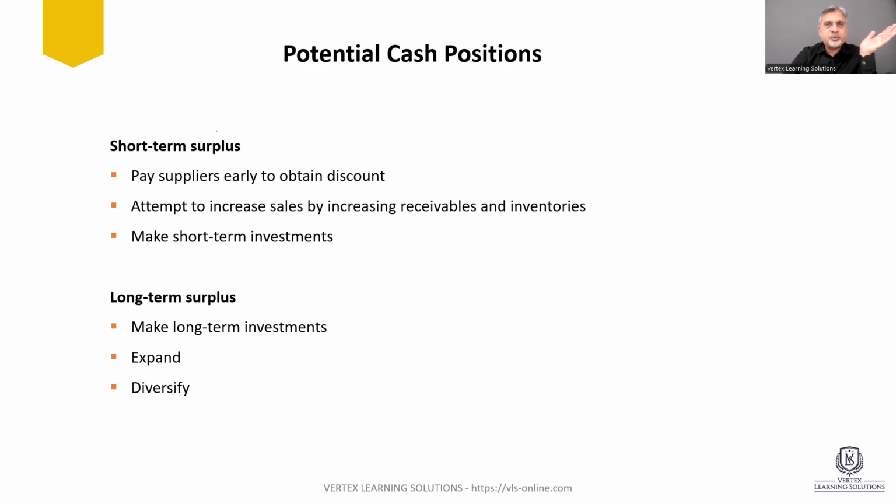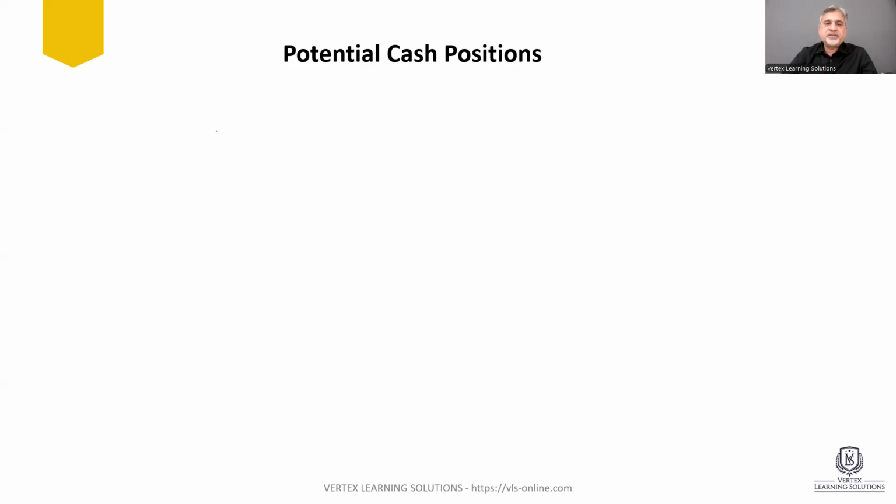You can open up new shops, you can open up new branches, whatever you do. Or you may diversify, which means that you start investing in some other businesses. Diversification means that you have multiple different types of businesses. So these are surplus positions.